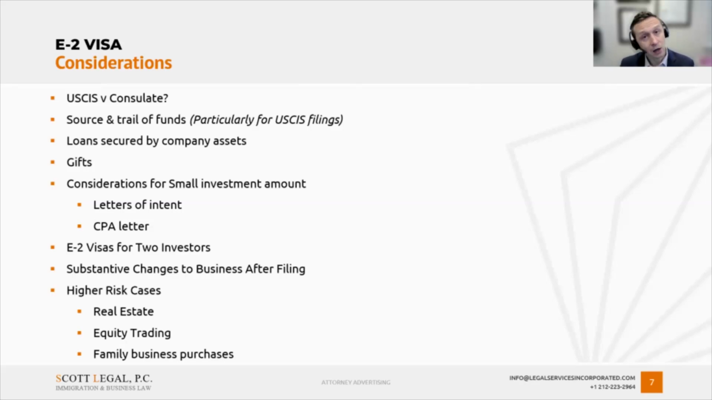As long as they acquired those funds legally and they can document where they got those funds from, you can use a gift to qualify for an E-2 visa. So if you have a very generous parent or sibling that wants to give you funds for your E-2 company and they are willing to provide documentation of where they got the funds, that can work well.